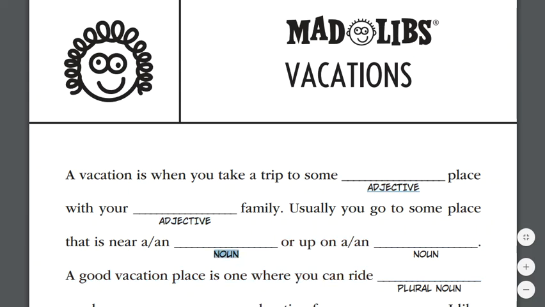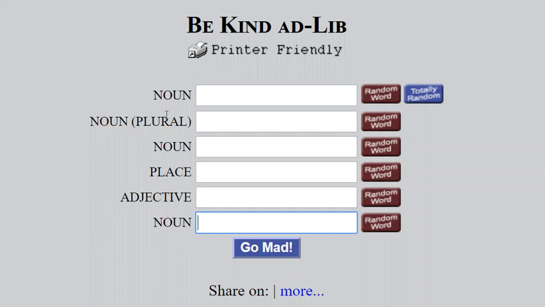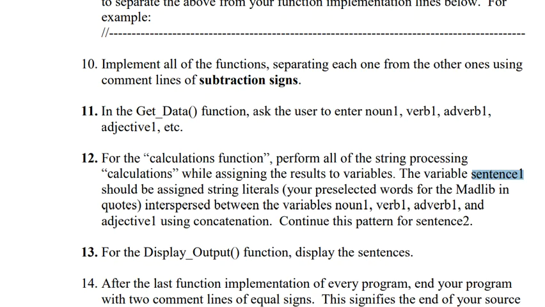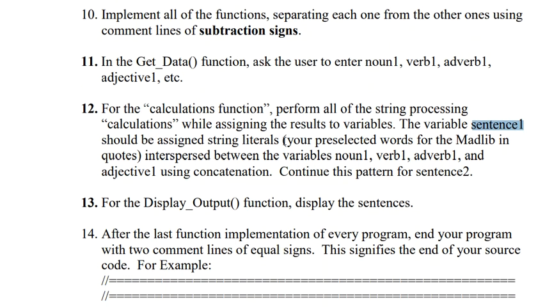Don't worry about making it grammatically correct. But as we saw in this example, you can ask for plural, you can ask for present tense, past tense. You can ask for more clarification than just a noun or a verb. You can specify what it is you're looking for, but we don't care if the grammar doesn't really match. This is all about fun. Mad Libs are fun. All right, so you're going to provide string literals interspersed with noun 1, verb 1, adverb 1, and adjective 1, concatenating them with the plus signs. That creates sentence 1. Repeat that for sentence 2.